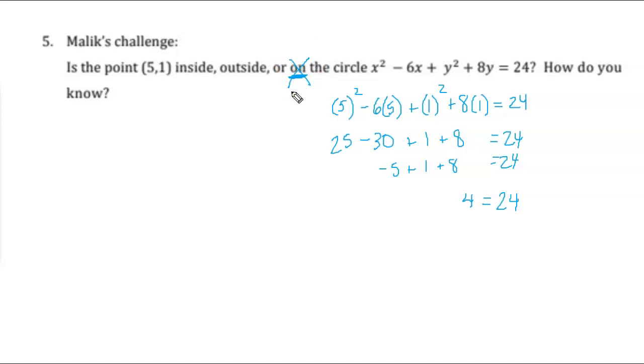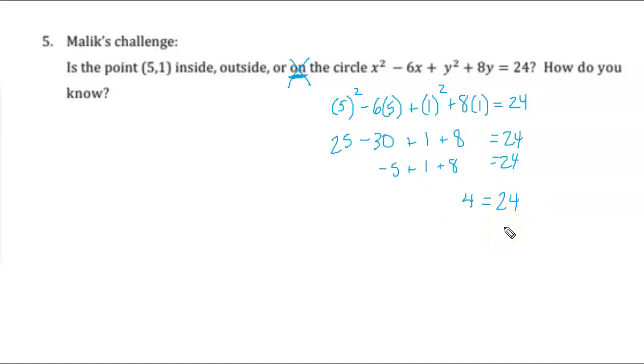But how can we tell if it's inside the circle or outside the circle? One option is always to graph it. If you have a graphing utility like Desmos, you can type in the equation and type in the point, and you can see, does it fall inside the circle, outside the circle, or on the circle? But since I've already done all of this work, I feel like I want to use it to see whether or not this point was in the circle or not.